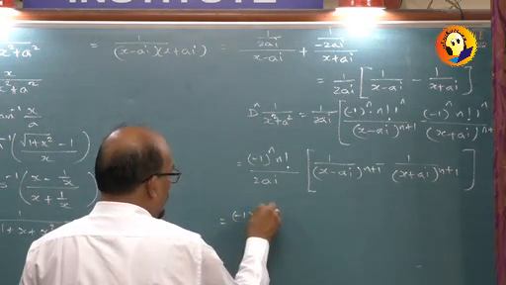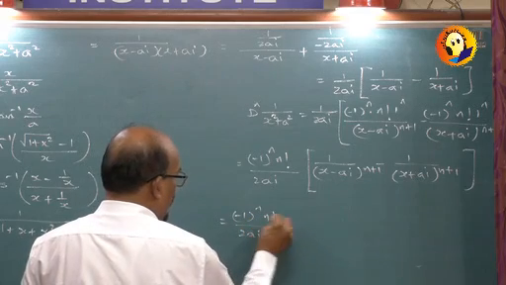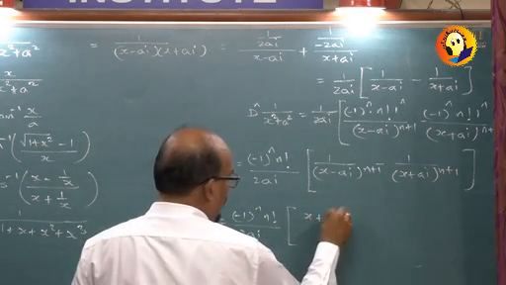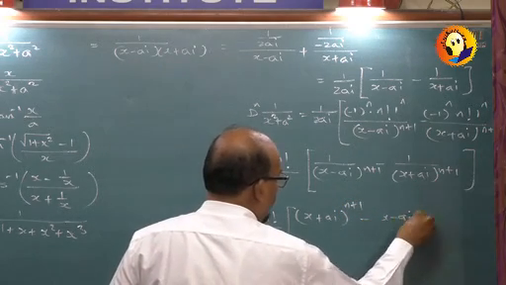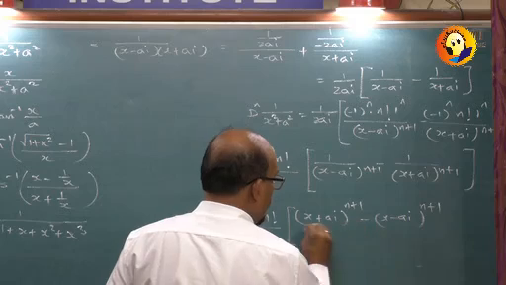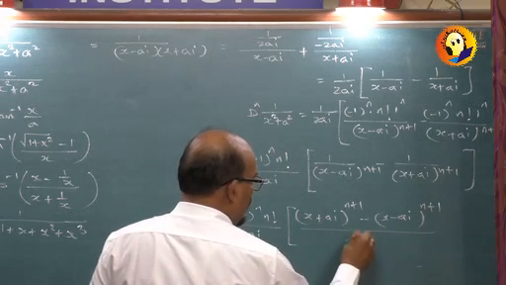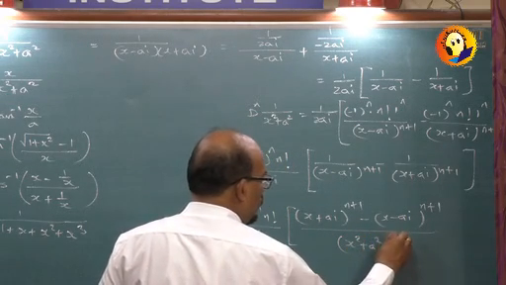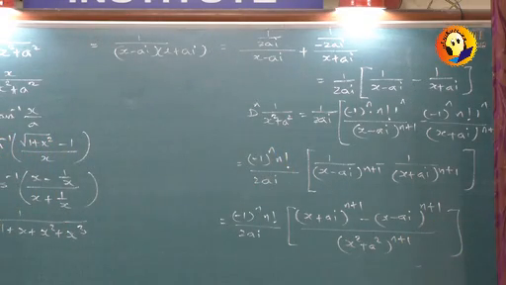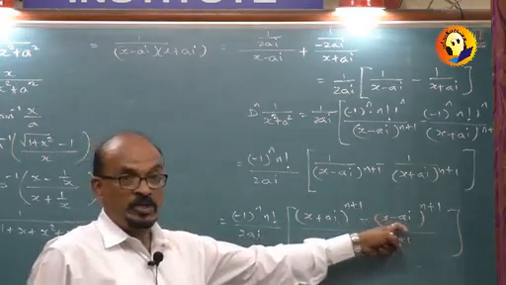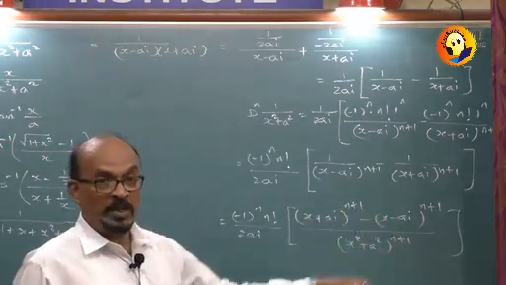Minus 1 raised to n factorial upon 2ai, it will be (x plus ai) raised to n plus 1 minus (x minus ai) raised to n plus 1 upon (x square plus a square) raised to n plus 1. What is the numerator? We have studied De Moivre's theorem, right? So these two are conjugates of each other. Subtraction of conjugates will be 2 sine.